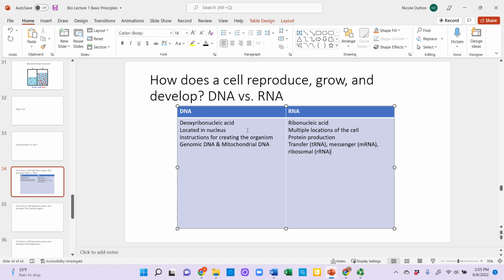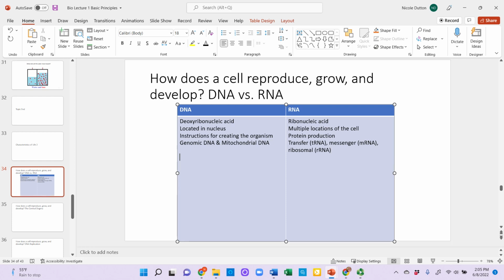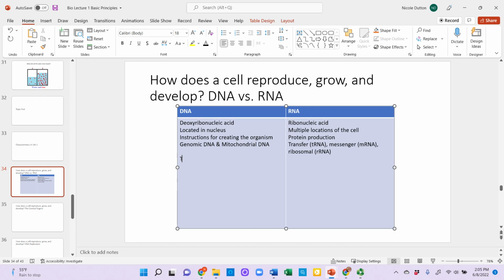So we talked about some of the major differences now between DNA and RNA. DNA is going to be typically double-stranded, while RNA is typically single-stranded. They each use different bases. So bases are going to be the components of the DNA that give the DNA its sequence, and those bases are going to be read like instructions in order to make the protein.